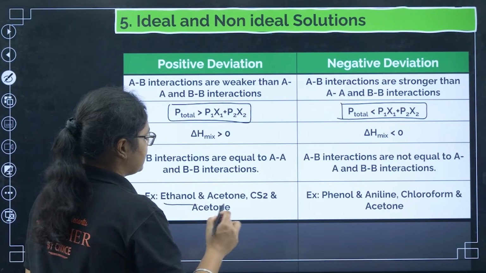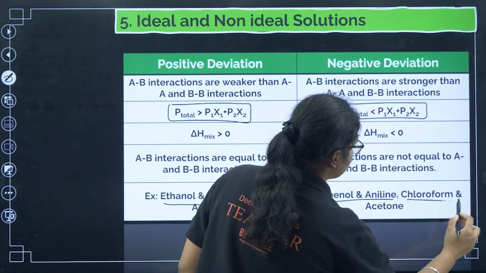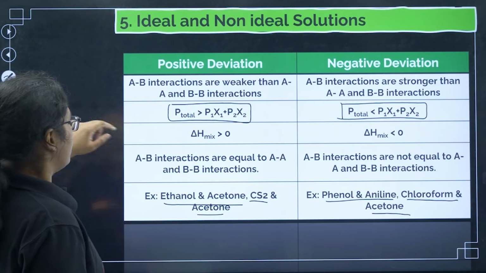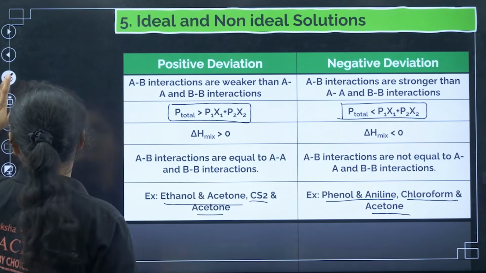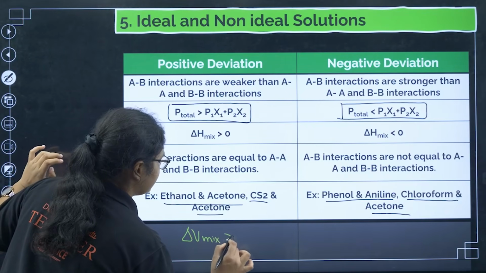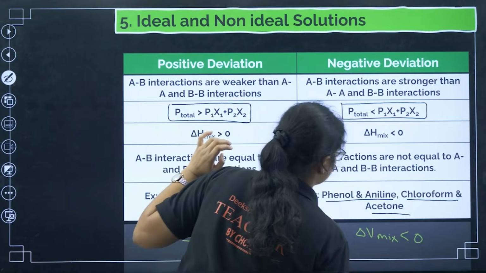Next you can see examples: ethanol plus acetone, CS2 plus acetone, phenol plus aniline, chloroform and acetone. These are the examples. Delta H mix is greater than 0, delta H mix is less than 0. You can add one more point about V mix. Delta V mix is greater than 0 here and delta V mix is less than 0 here.